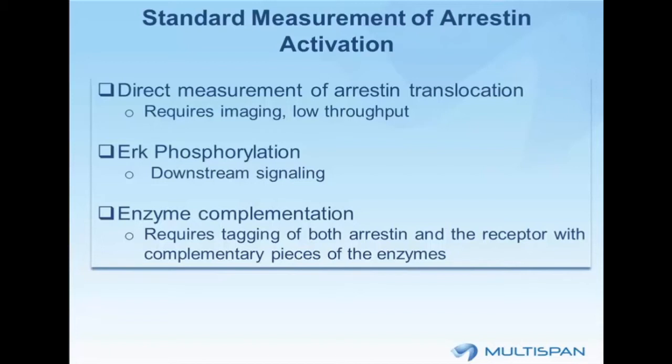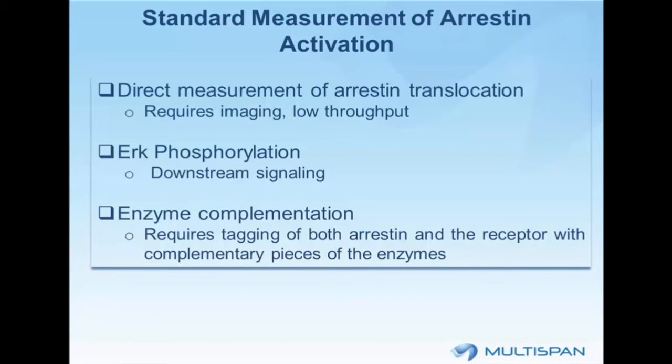It was a direct measurement of arrestin translocation, but the arrestin had to be tagged with a green fluorescent protein. The GPCR was not tagged, but you had to have the GPCRs in really high expression level on the surface. It did require imaging. It was very low throughput, but it was the very first way that we really could look at arrestin movement. The other thing you could look at is ERK phosphorylation. However, that is a downstream signaling event. It's not as proximal to the receptor as you'd like to see.